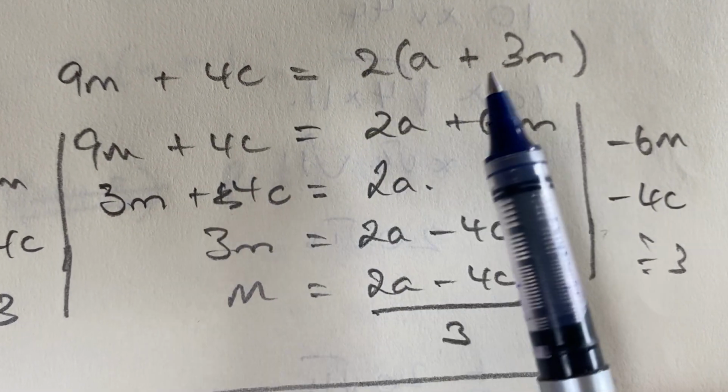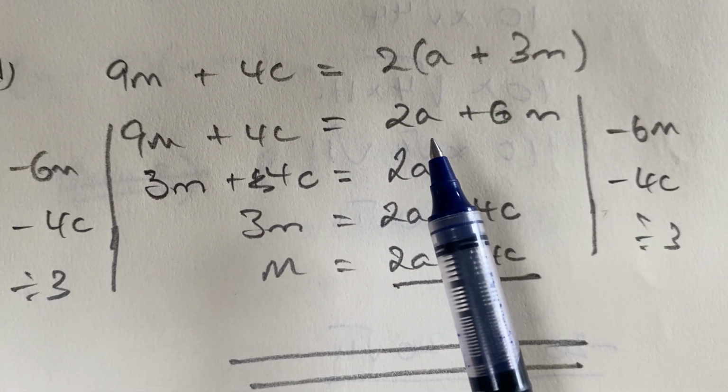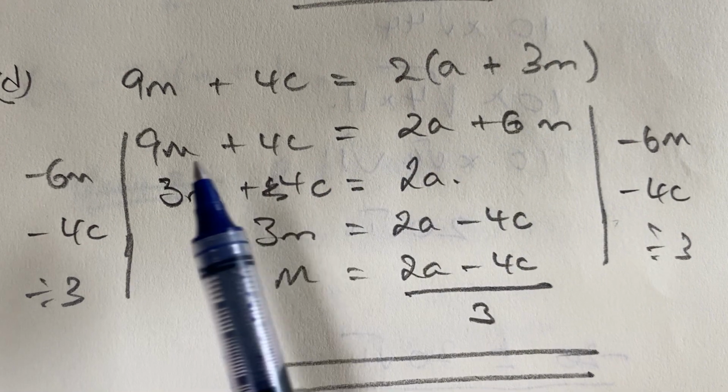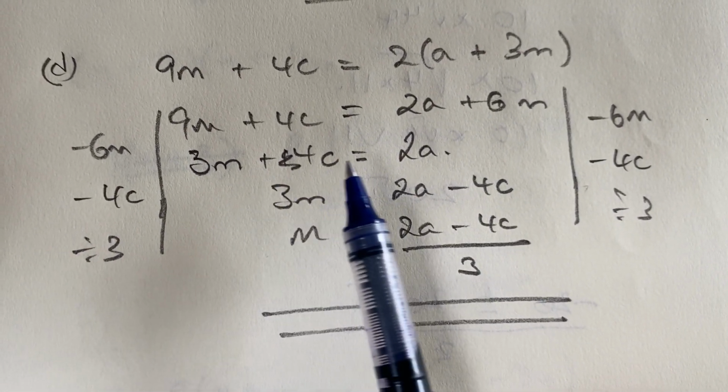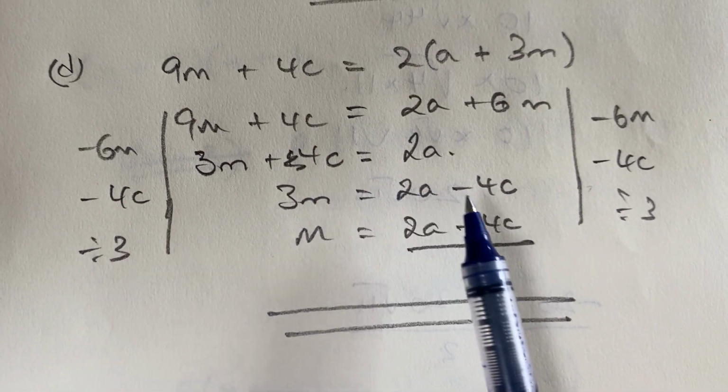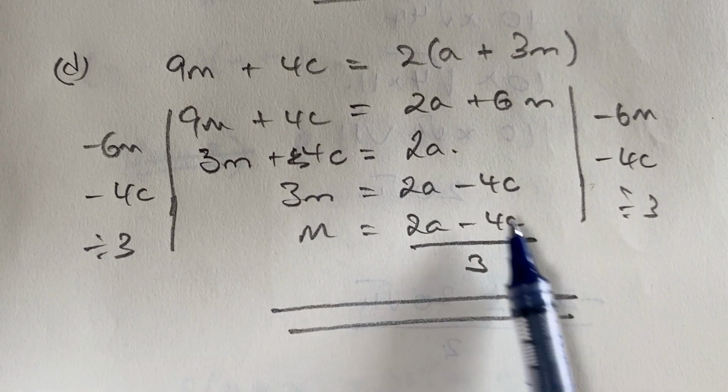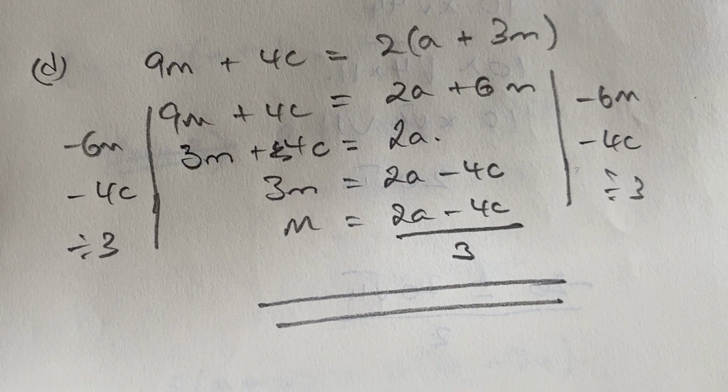We just have to multiply out this bracket. We then get, we want m again. That's got 6, that's got 9. So take away those 6 m's from both sides. We're left with 3m plus 4c equals 2a. Get rid of the 4c and divide everything by 3. But leave it in that if you want.